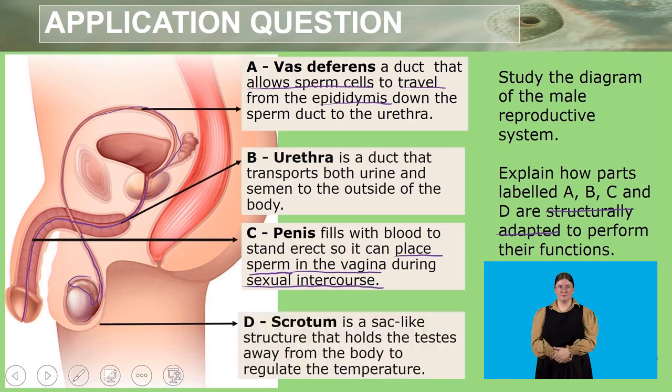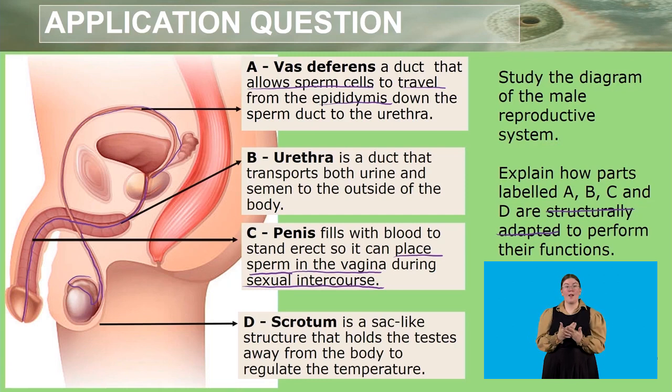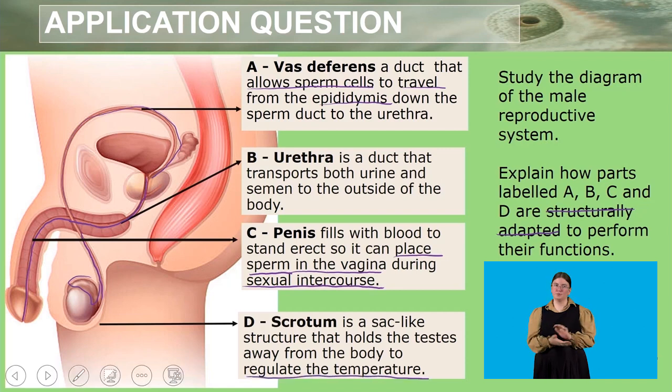And then the last structure is D, which is the scrotum. This is a sac-like structure that holds the testes away from the body to regulate temperature. So the function of the scrotum is to regulate temperature.